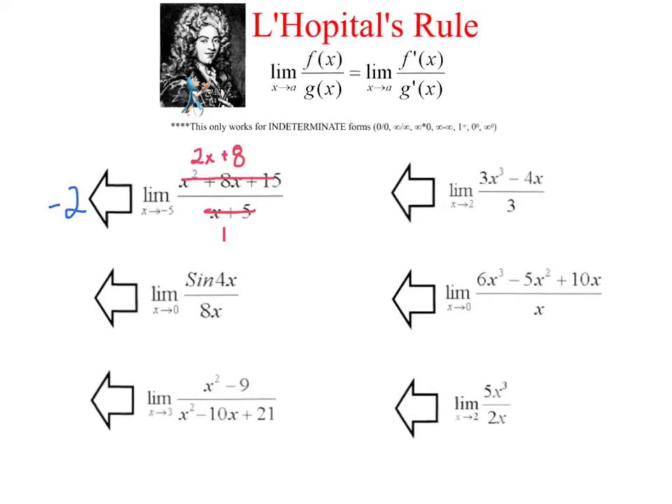That's the limit. Okay, let's go to this next one. Sine of 0 over 0, right? So it is an indeterminate form. The derivative of the bottom is easy, that's just 8. The derivative of the top needs a little chain rule: 4 cosine of 4x. We plug in 0 again. We have 4 times 1 over 8. It's just 1/2.